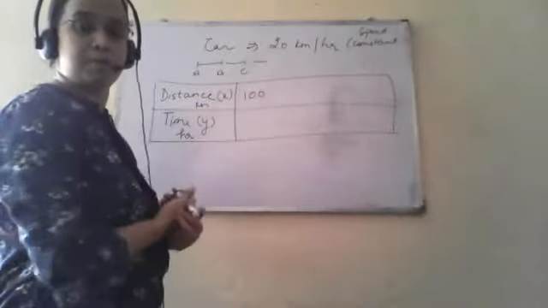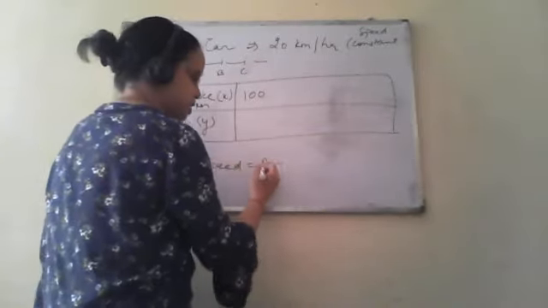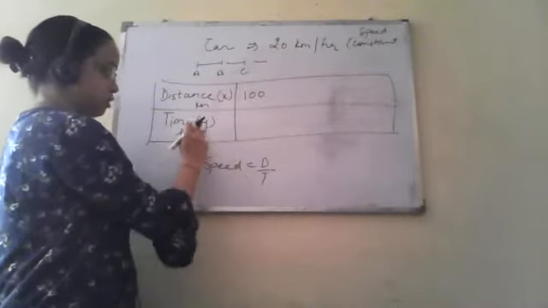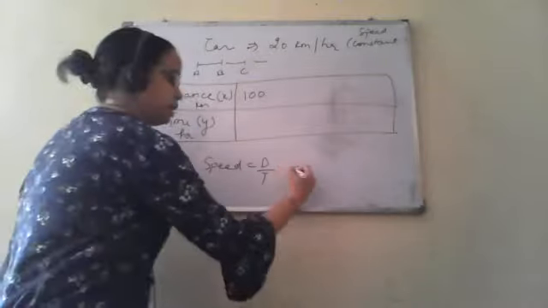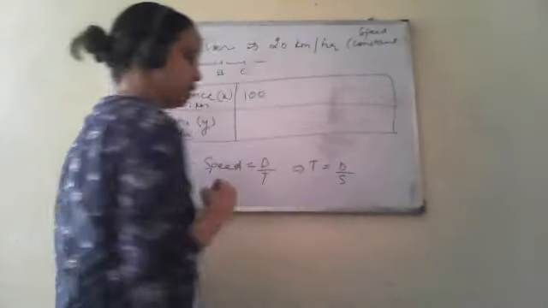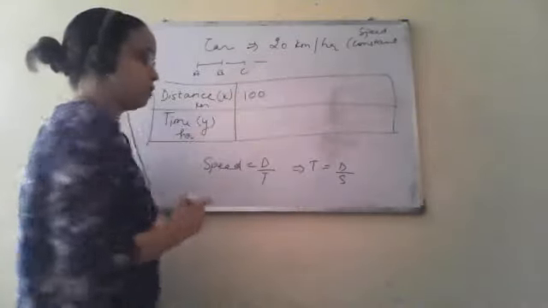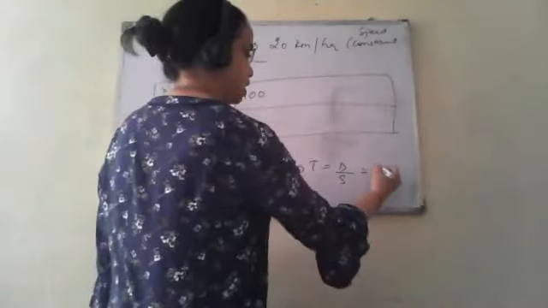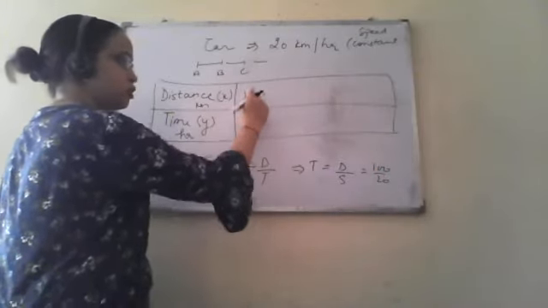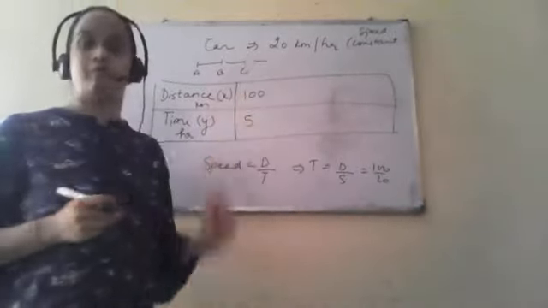What you will have learned in previous classes, speed is always equal to distance upon time. Since we have to calculate the time, time will be equal to distance upon speed. Now, distance is 100 km, speed is 20 km per hour. What will be the time? It is 100 upon 20. It means that in order to cover 100 km, we need 5 hours.